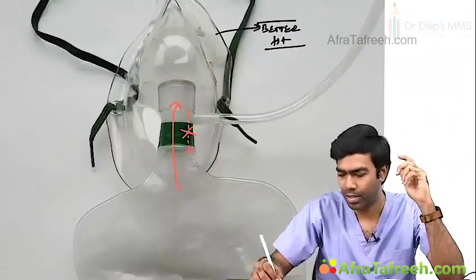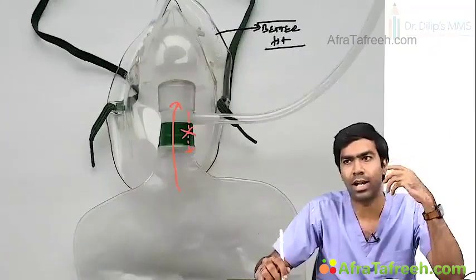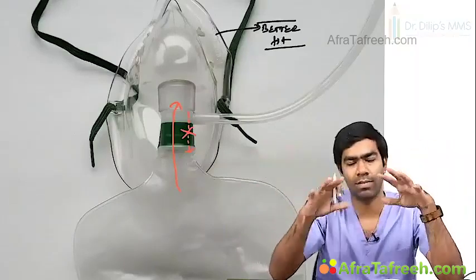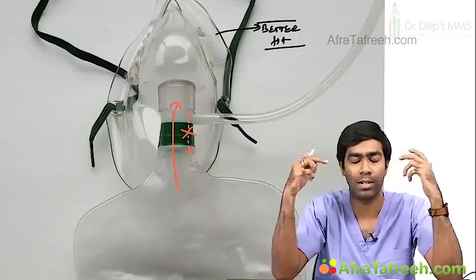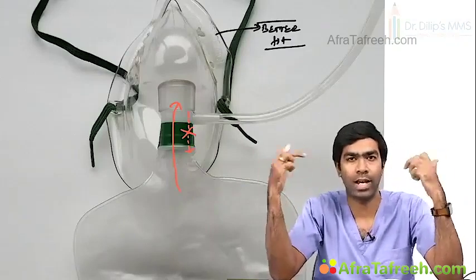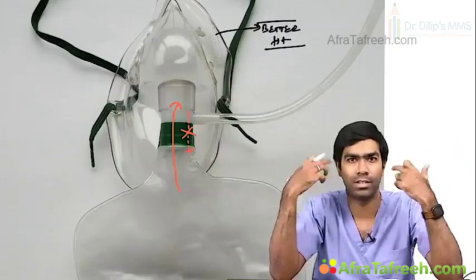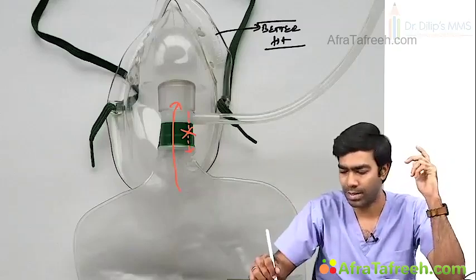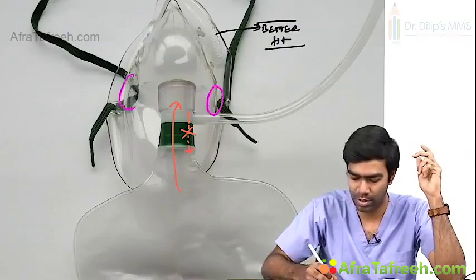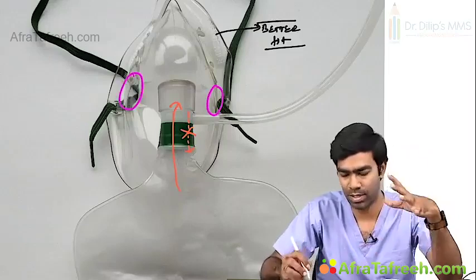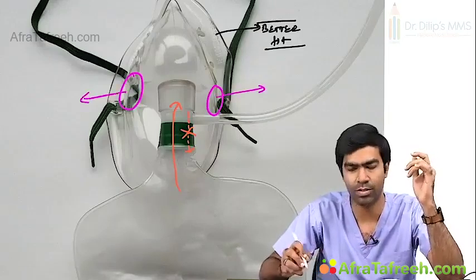So now, since it has a better fit, again the entrainment of atmospheric air will be very little because it fits very tightly. The atmospheric air is not sucked in through the sides. Okay. At the same time, you have another two valves also. You have two valves here also. There is no valve right now, but I'm just showing here. You can keep two more valves also.